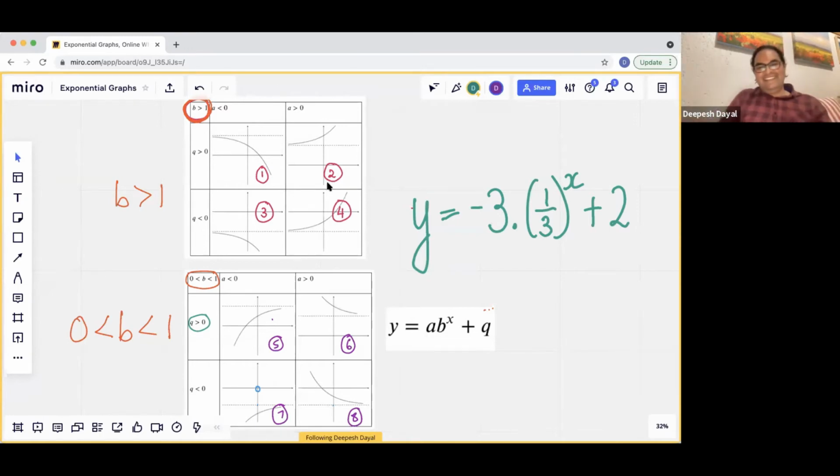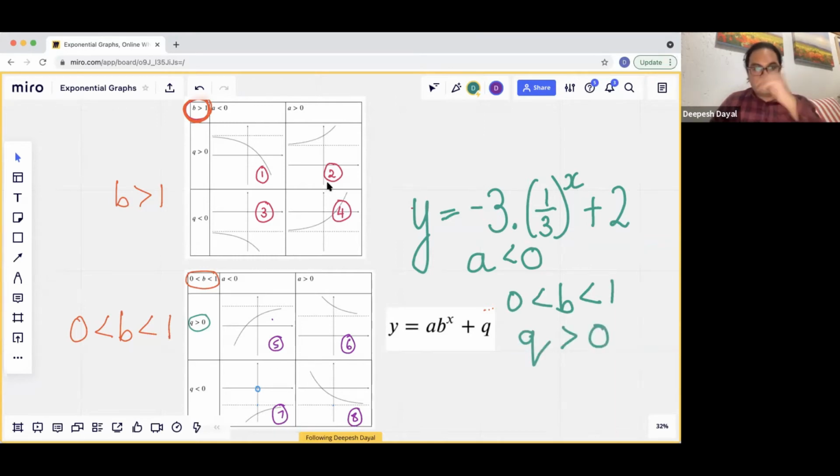Okay. So we've got A here, which is negative, so A is less than 0. B is between 0 and 1. And we've got Q, which is greater than 0. Like I said, you all are experts at this, and that is indeed the answer, number 5. Okay.